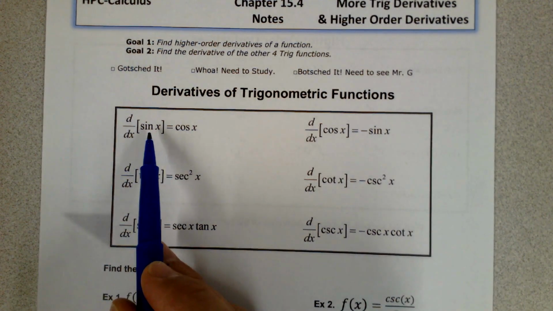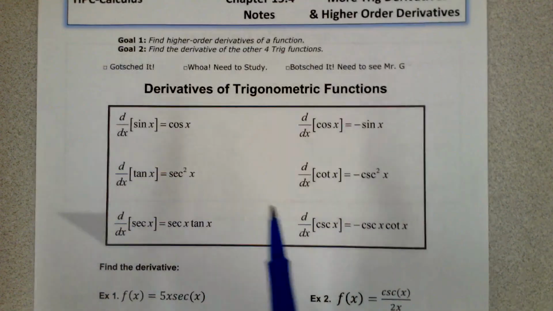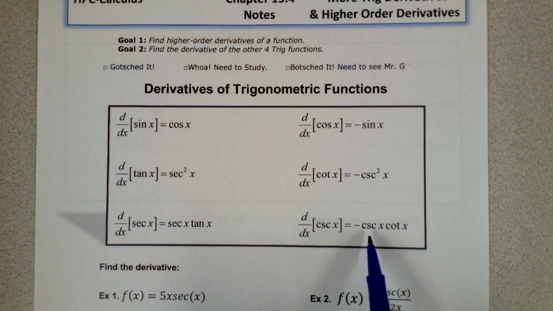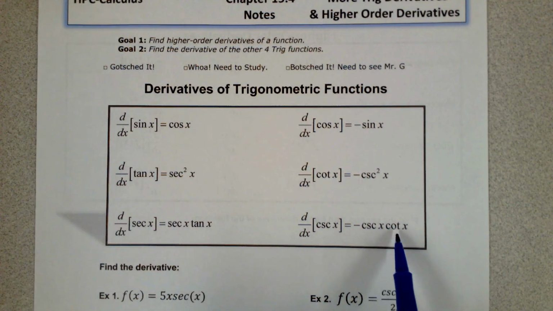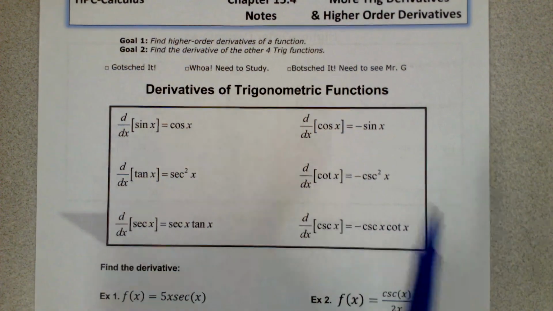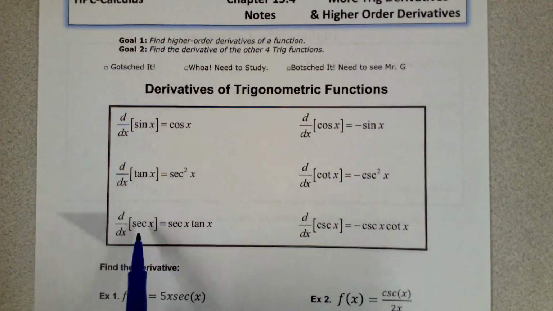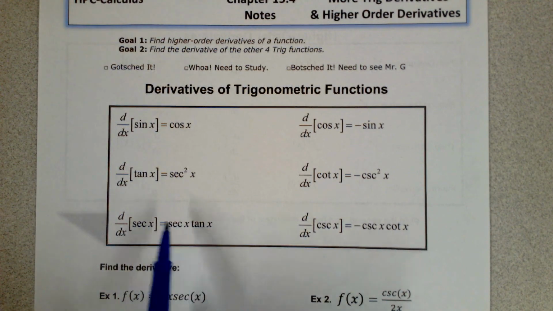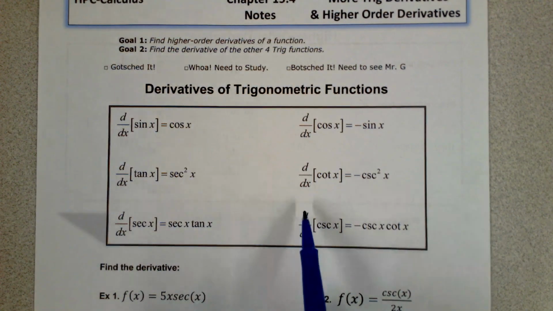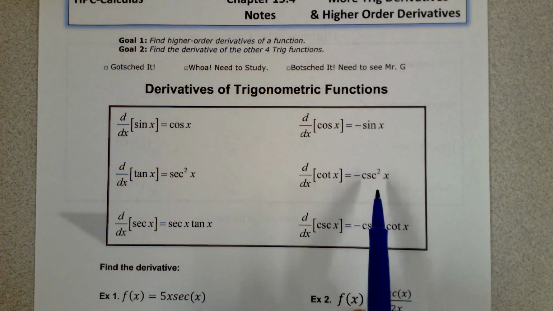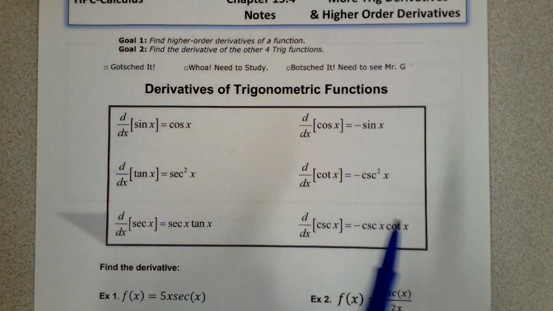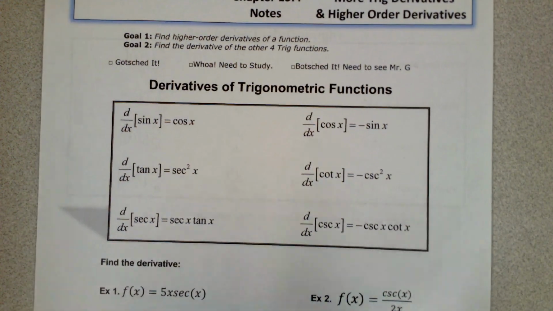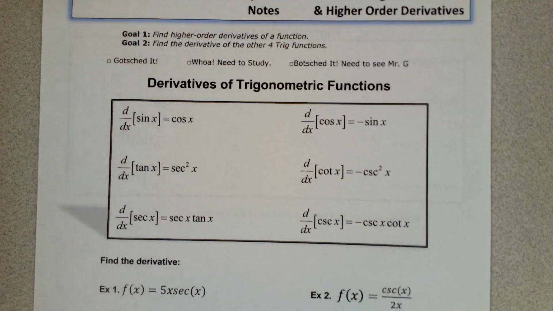The derivative of sine's buddy cosecant is the opposite of cosecant times cotangent. The derivative of cosine's buddy, secant, is secant tangent. And the derivative of tangent is secant squared, and the derivative of cotangent is negative cosecant squared. So we're going to use those throughout this section.